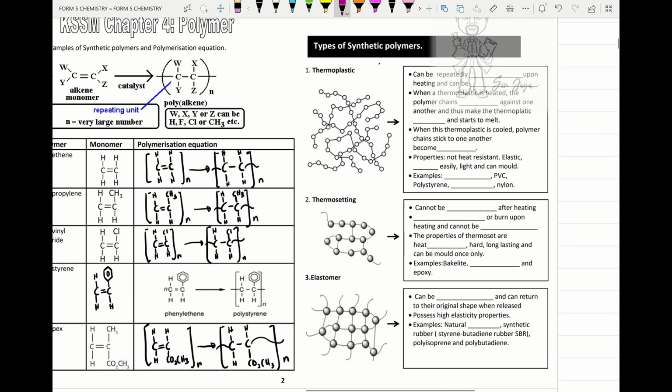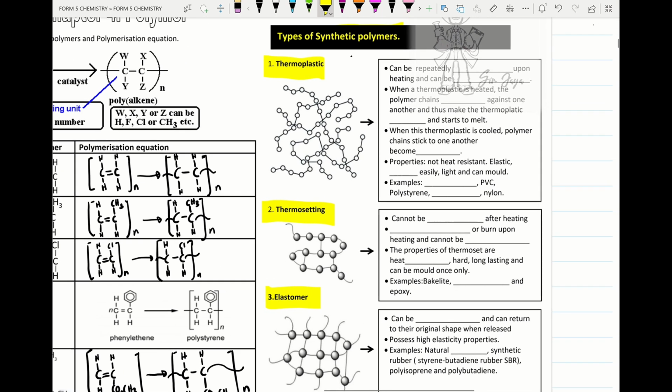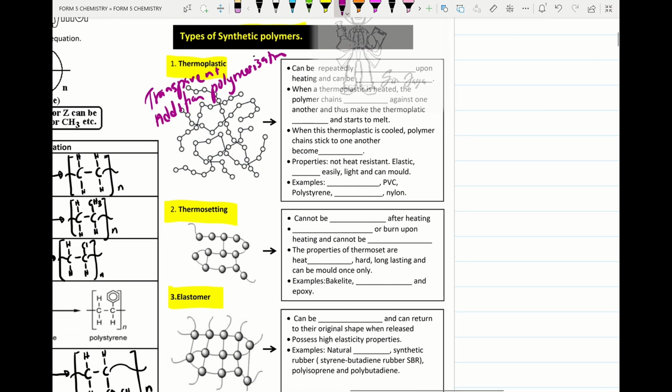For the next part, I will focus on the types of synthetic polymer. We have three types of synthetic polymer: thermoplastic, thermosetting, and elastomer. So we check the thermoplastic polymer, which is transparent, and mostly this polymer is made up of addition polymerization. So we try to check the properties of thermoplastic.